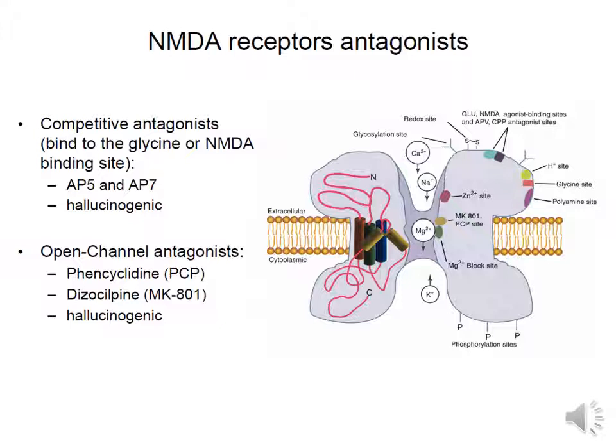Regarding NMDA receptor pharmacology, with a special emphasis on antagonists, there are several molecules that either work as a competitive antagonist, or they just indirectly block the receptor by blocking the opening of the channel. In the first group, the competitive antagonists, we have AP5 and AP7. They stand for 2-amino-5 or 7-phosphonoheptanoic acid.